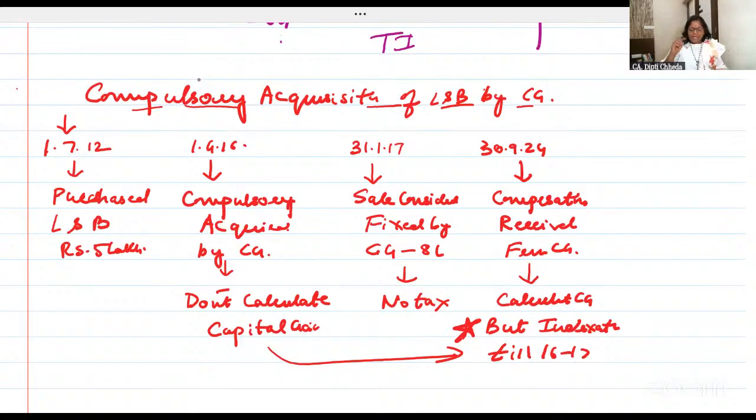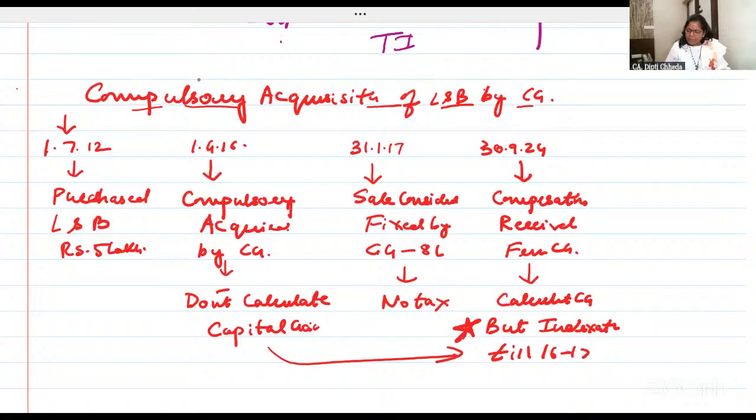Okay. And when did I purchase the property? 12. When I am calculating capital gain, 24/25. But shall I take the indexation till 24/25? No. Indexation is allowed only till the year of transfer. That is 16 and 17.